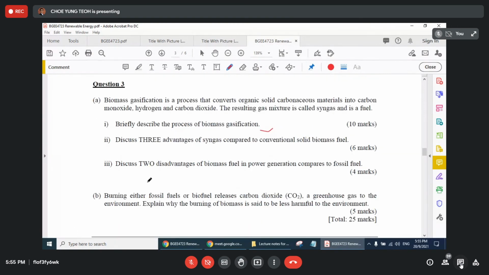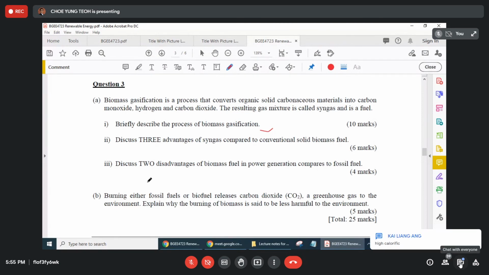discuss 3 advantages of syngas compared to the conventional solid biomass fuel. Maybe you can share your answer, because it's a very short answer. What is the advantage of syngas compared to conventional solid biomass? First, we covered fast combustion. Fast combustion, the word fast is actually quite subjective. What do you mean by fast over here?